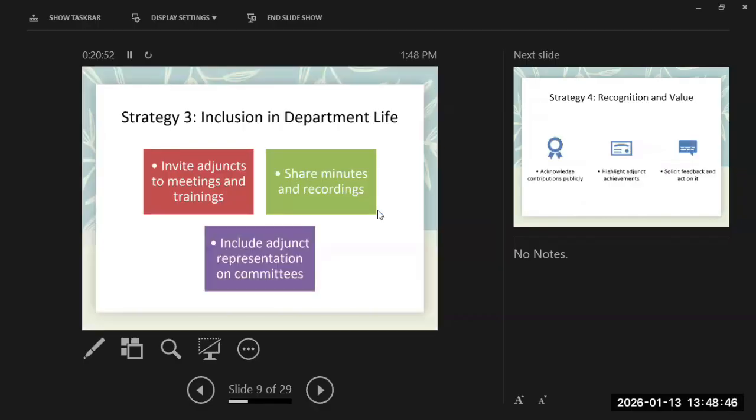And then a third strategy, inclusion in department life or at the institutional level, and invite adjuncts to meetings and trainings, which we do invite them.